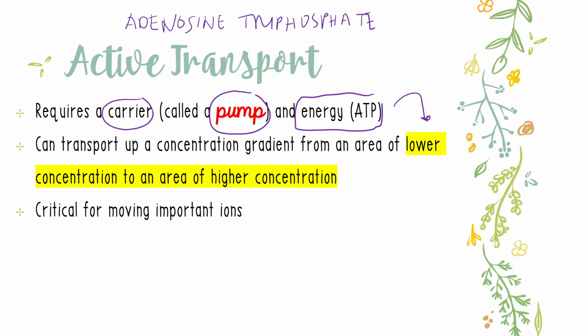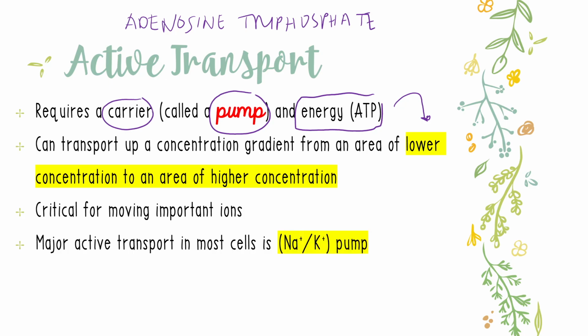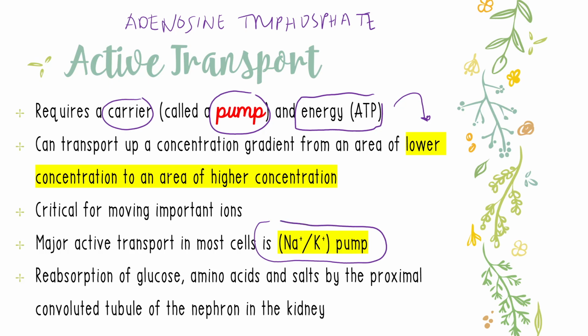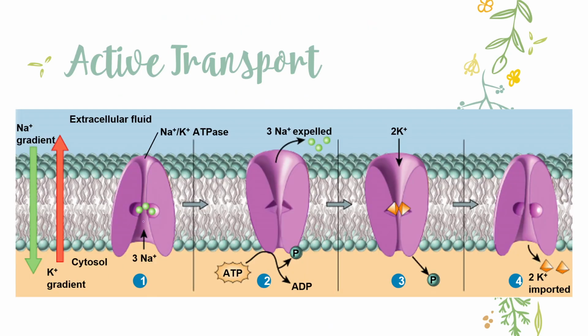So, active transport is very critical for moving important ions, and one major active transport found in most cells is your sodium-potassium pump. Also, active transport is done for the reabsorption of your glucose, amino acids, and salts, particularly in the proximal convoluted tubule portion in your kidneys, specifically sa nephron ng kidneys nyo. Siya makikita. So to explain your sodium-potassium pump, let us look at this image.